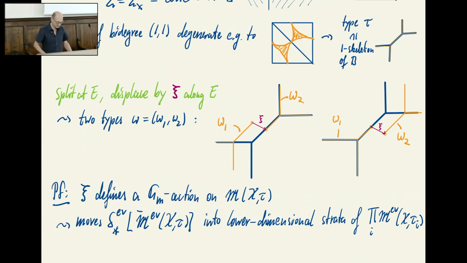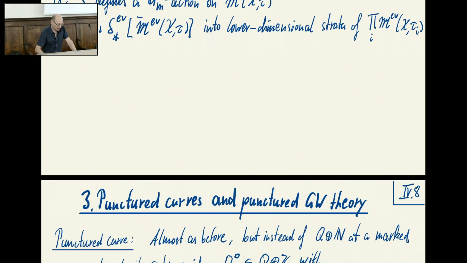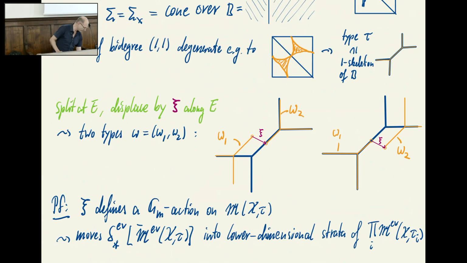So the proof is this psi, this tangent vector, defines a G_m action on these moduli spaces. And that you can use to define a rational equivalence between your cycle and a product of strata. Okay? A sum of products of strata. And that's what this is. Okay. Other questions on this kind of gluing formula?